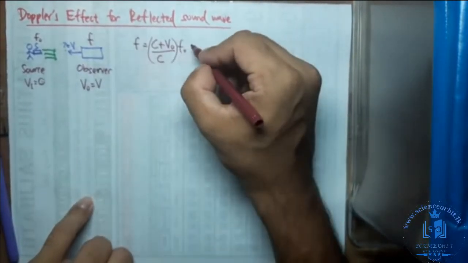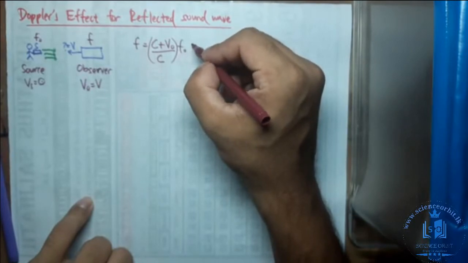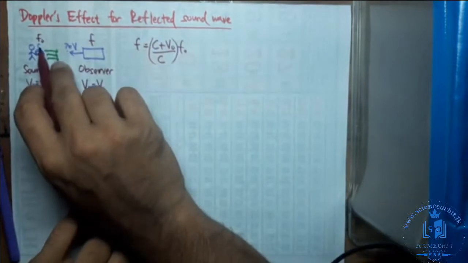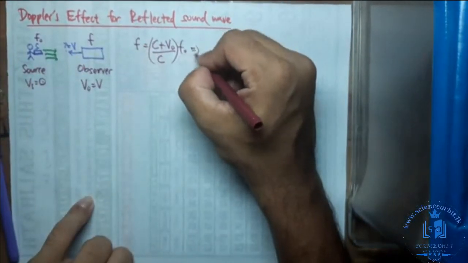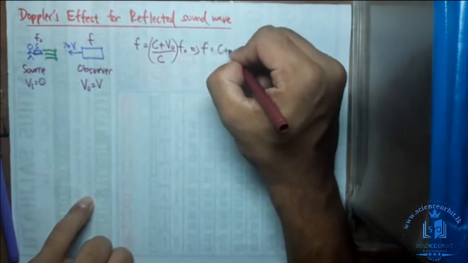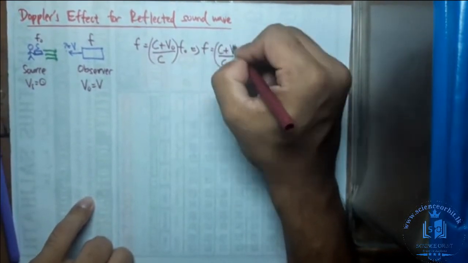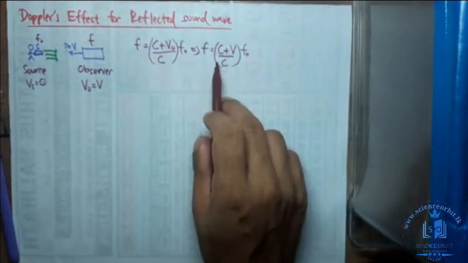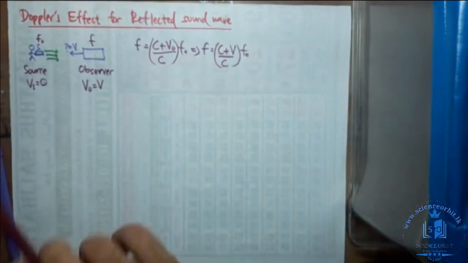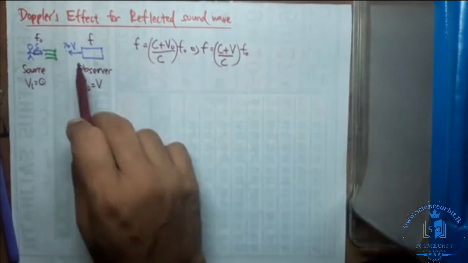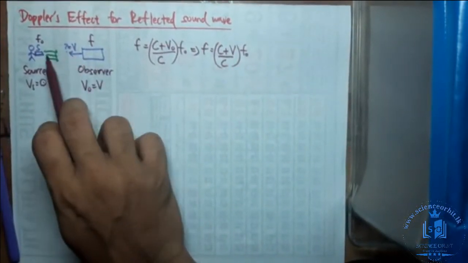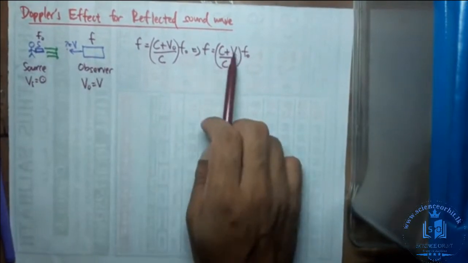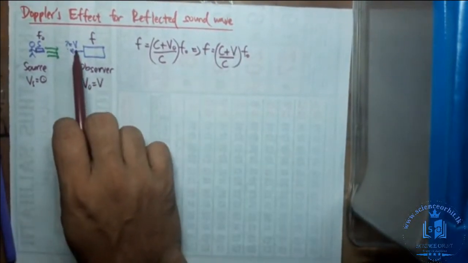So if you modify it a little, I have taken the source frequency as f naught, and the apparent frequency as f. So f is equal to (c plus v) over c into f naught. That is the first equation. All right, fine. We are not done yet. f is the frequency of this wave sensed by the moving vehicle. v is the speed of the moving vehicle. That is what the policeman needs to find out.